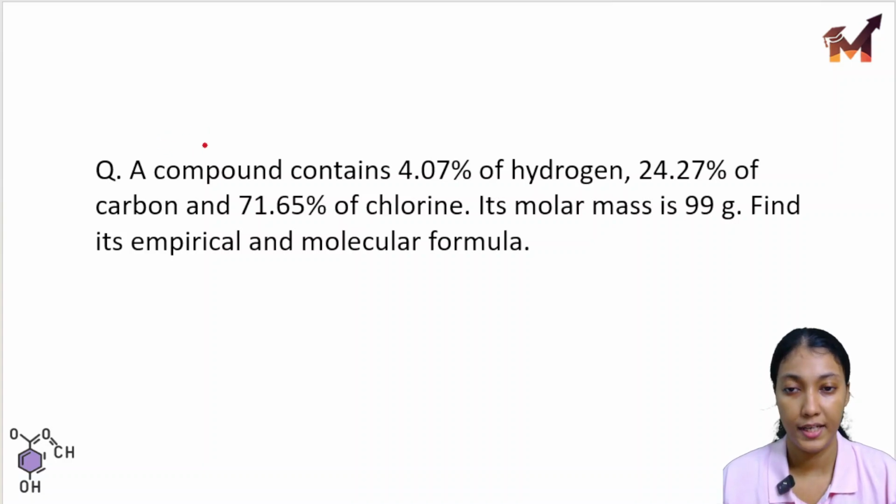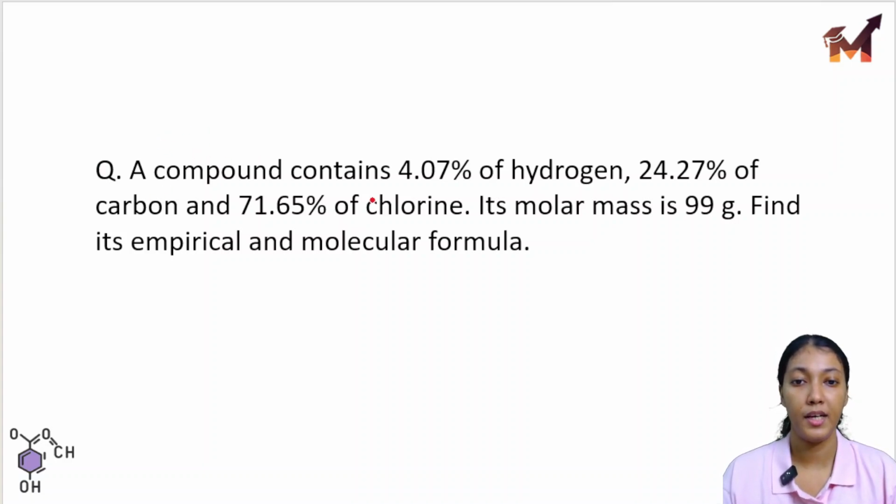So let us take a question for example. The compound contains 4.07% of hydrogen, 24.27% of carbon, and 71.65% of chlorine. Its molar mass is 99 grams. Find its empirical and molecular formula.